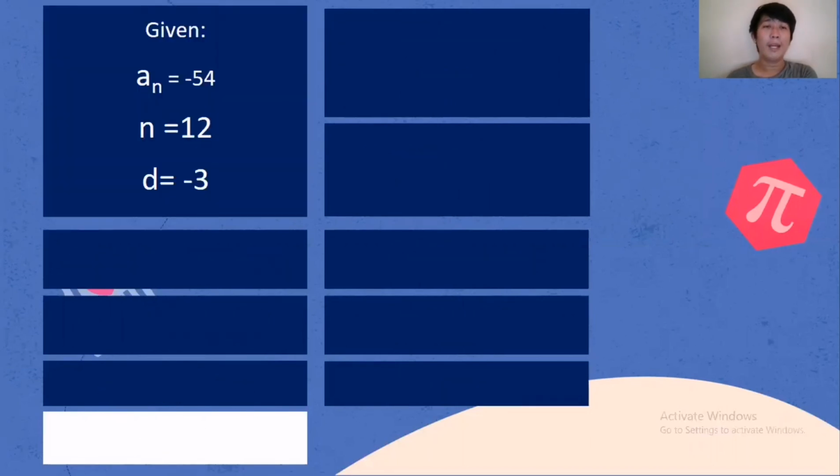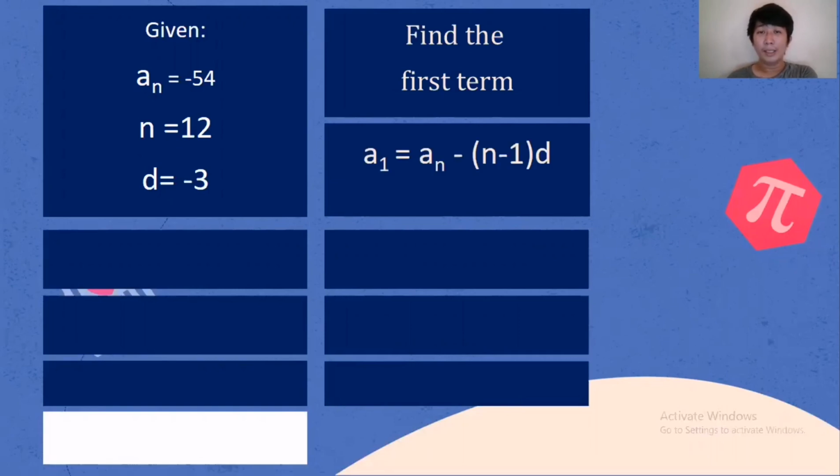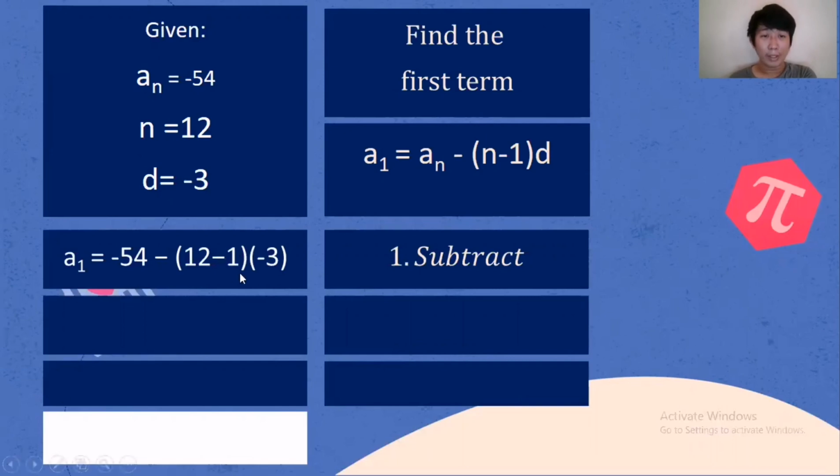The other one, given a sub n is negative 54, n is 12, d is negative 3. Find the first term. A sub 1 is equal to a sub n minus the quantity n minus 1 multiplied by d, wherein a sub n is negative 54, n is 12, and d is negative 3. The first process is subtract. So 12 minus 1, that is 11.